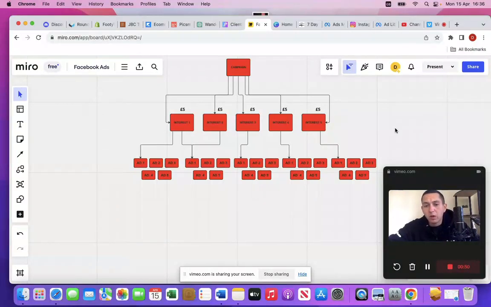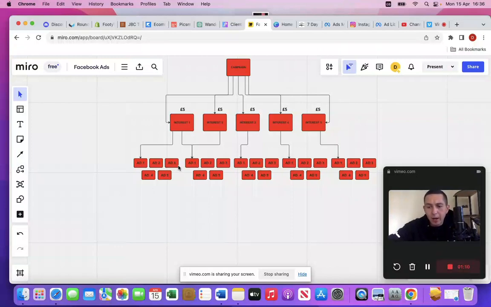So the ad set is pretty much in control of your interest targeting, your ages, your demographic, gender, if we're allowed to say that anymore. But you get my gist. So basically, you've got your campaign, you've got your ad set level, which is this area here, and then you've got your ads.